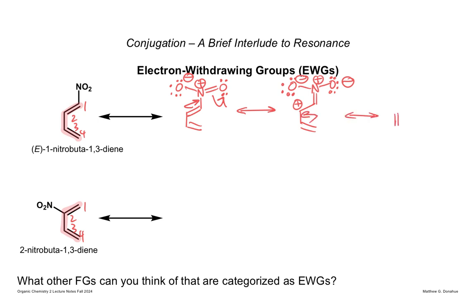That pi bond migrates. So what this is telling us, C2 and C4 are electron deficient.